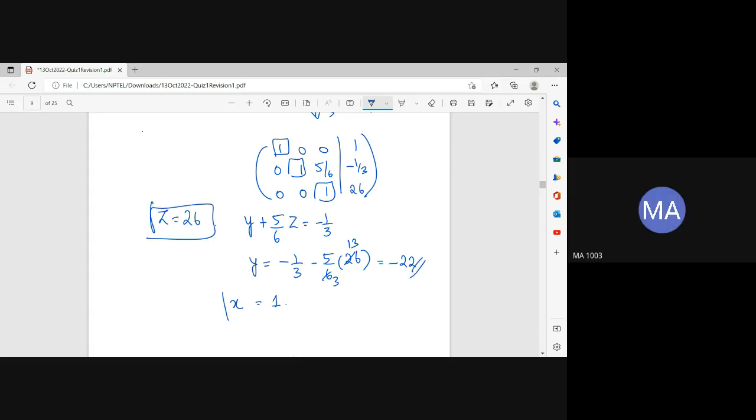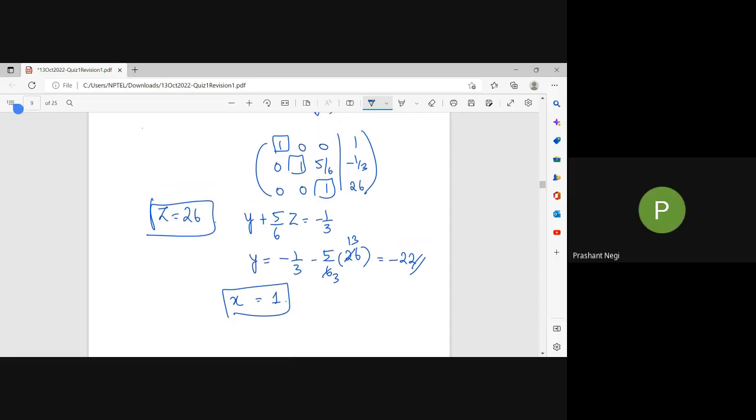Ma'am, to convert this matrix into REF, diagonal elements must be 1? Yeah, the diagonal entries are the pivots, so they must be 1. Excuse me, ma'am. Do we have only one method for getting the inverse of a matrix, or any other method also? We'll do the Gauss-Jordan method also. I'll tell you what that is.